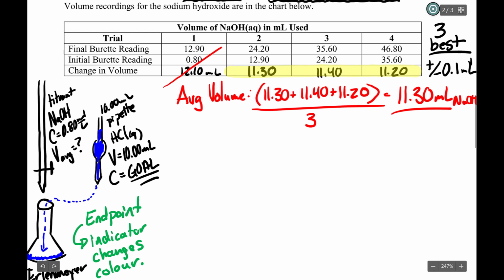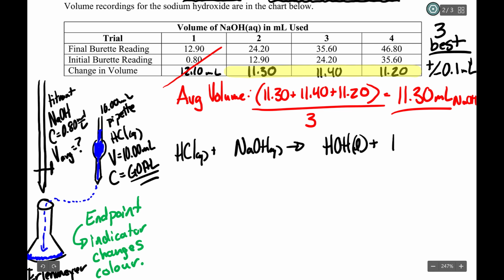So now I need to write a balanced chemical reaction. The balanced chemical reaction would be HCl aqueous plus NaOH aqueous, and this would produce HOH liquid, or H2O if you want to write it like that, and NaCl aqueous.